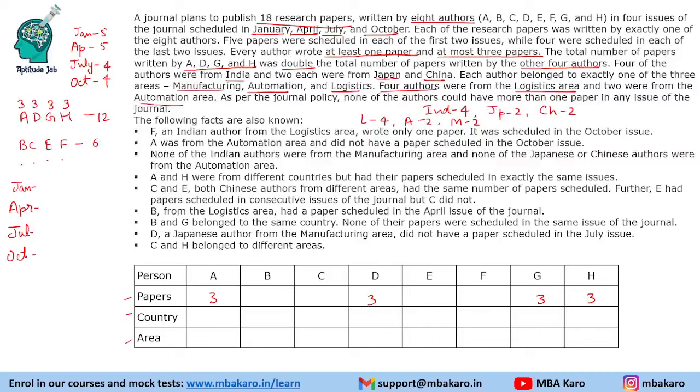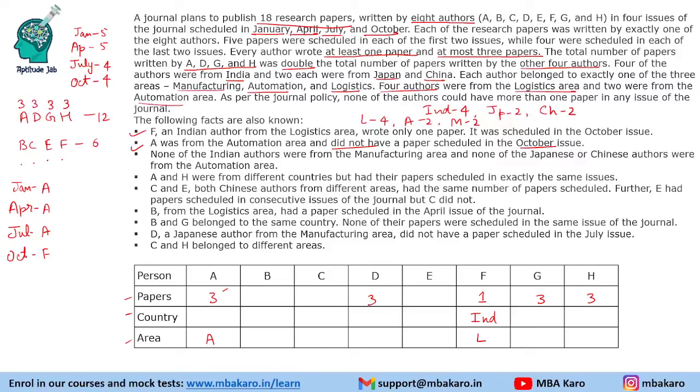It says F, an Indian author, is from logistics area. F is from India and logistics area, and wrote only one paper. So F has written only one paper. It was scheduled in the October issue. So in October, one paper is written by F. A was from the automation area and did not have a paper scheduled in the October issue. So A is from automation and did not have one in October. So A is writing 3 papers, so A will write in January, April, and July.